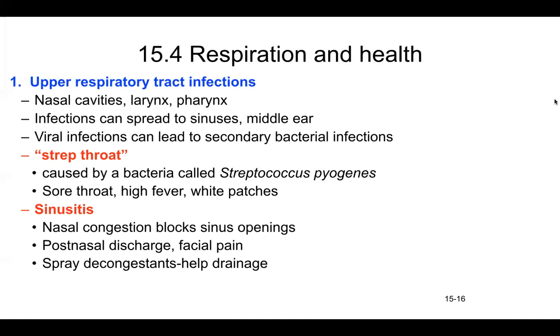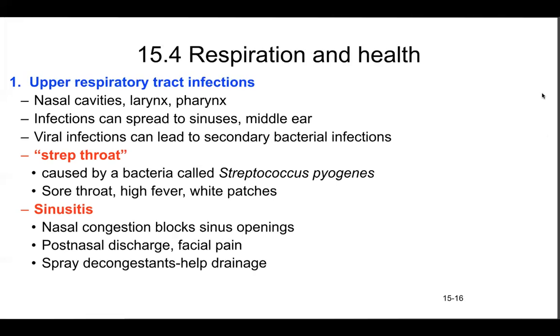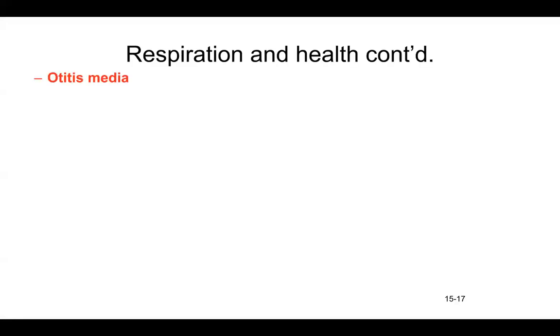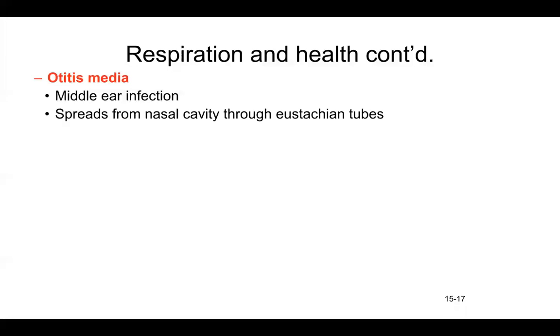Okay, as we move on, our next one still deals with upper respiratory tract infections, because we're going to have 5 under this category. It is otitis media, which is a great name. Otitis media is a middle ear infection that spreads from your nasal cavity through your eustachian tubes, which are part of your ears. So it goes from your nose area and then travels upwards to your ears.